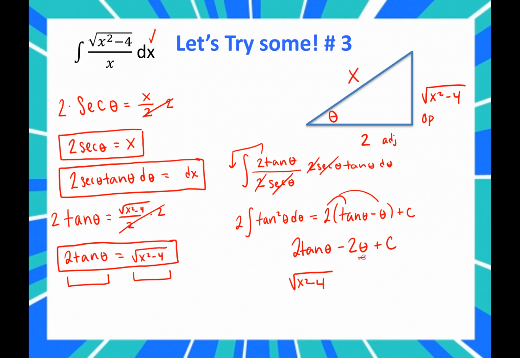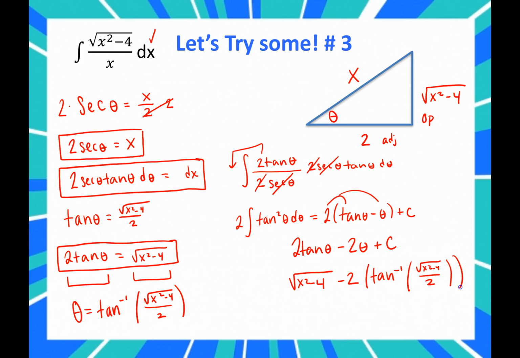But then I have to solve for theta in this case. And I'm going to go back to, I don't know, we'll go back to this one right here. Originally, I wrote that tangent theta is that over 2. So clearly theta is equal to tan inverse of the square root of x squared minus 4 over 2. So I'm going to plug that back in here. So I'm going to have a minus, then I'm going to have a 2, and then I'm going to have in parentheses tan inverse the square root x squared minus 4 over 2.